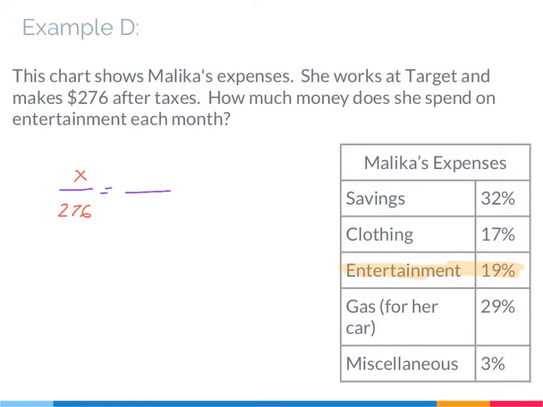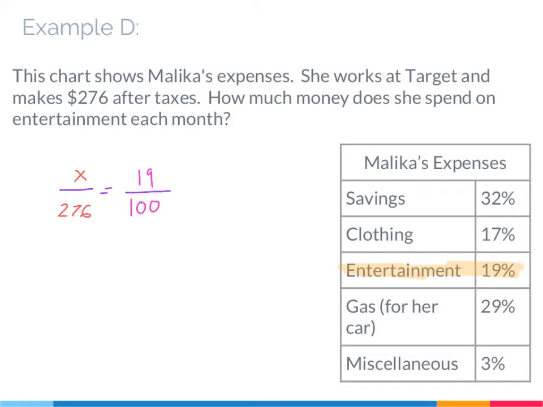Now let's take a look at the percentages that I have in my table. So entertainment is 19%, so that's going to be the other side of my proportion. Now the question is, does that go on the top or the bottom? Well, the 19% is not the total percentage. That's not ever a total percent of anything. So that's going to be on top because that's talking about the money that she's going to be spending. She spends 19%. So now I need a number for the bottom, and I'm looking for a total. And since I'm talking about percentage, my total percent is going to be 100%.